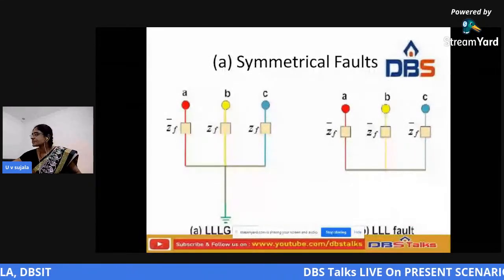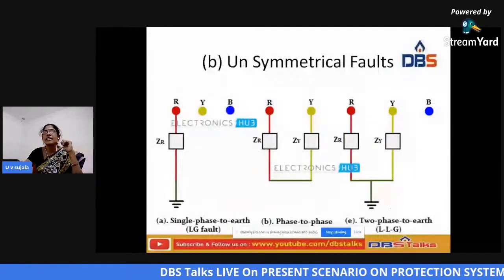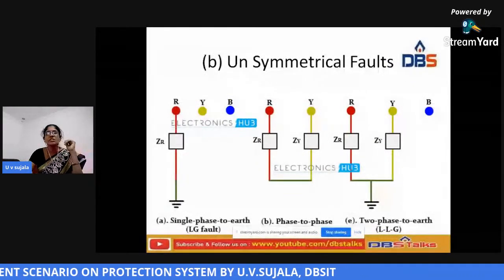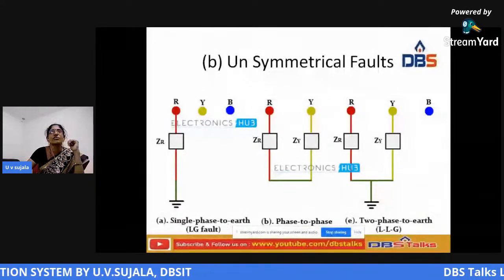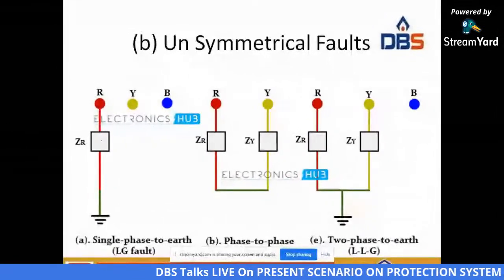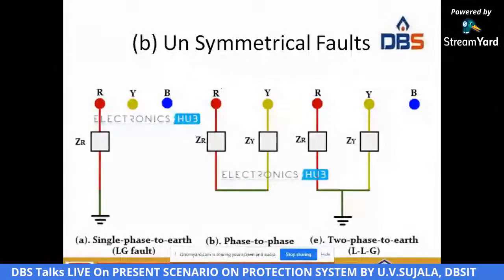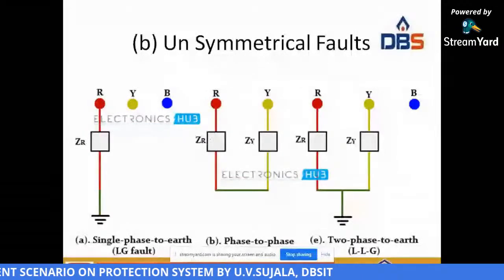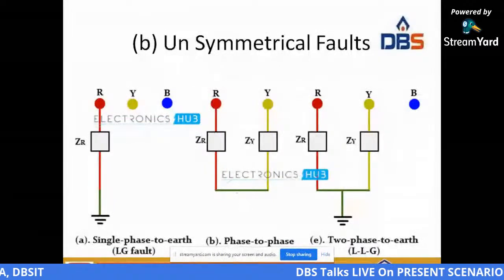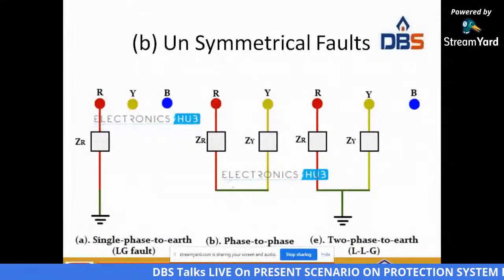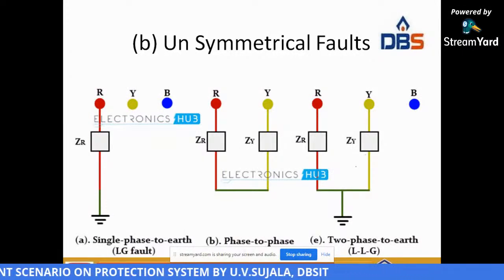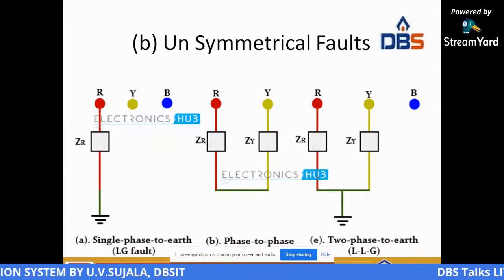Next one is the unsymmetrical fault. We already discussed it, and I am showing the diagrams. The single phase to earth fault: there are three phases, but one phase is connected to the earth. Then two phases are shorted together, a phase to phase fault with no ground. This is the LG fault, this is the LL line to line fault, and this is LLG, the line to line and ground fault.